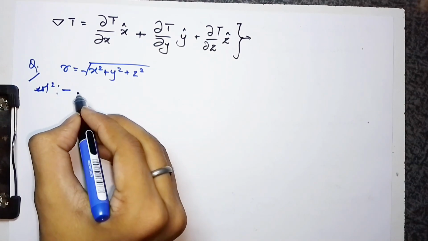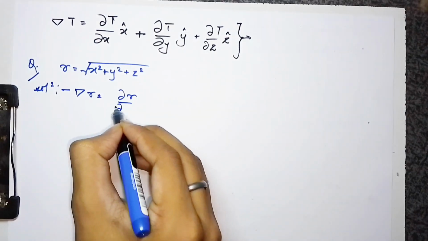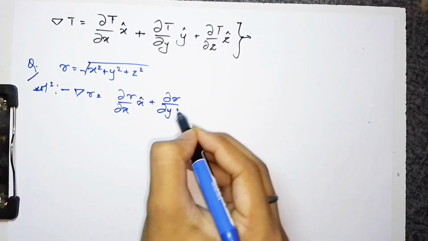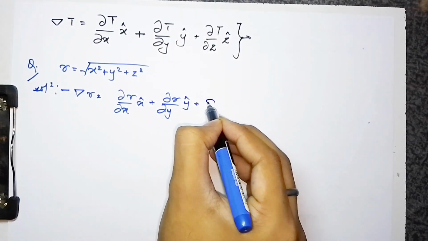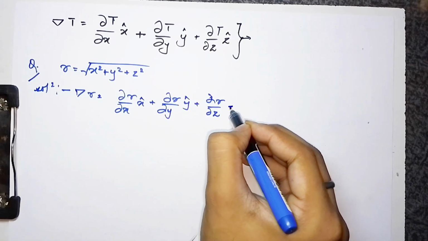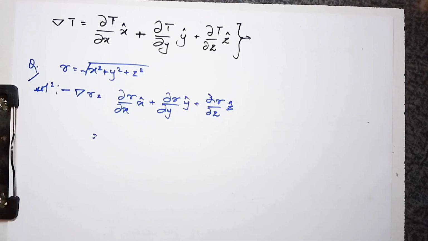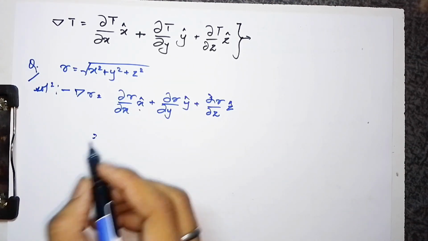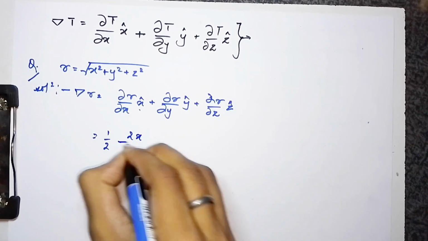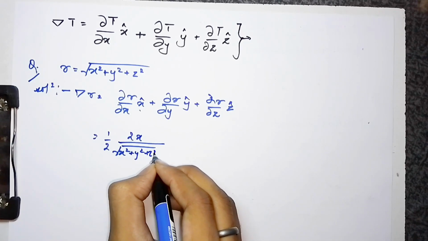Now as we know that gradient of r would be dr upon dx x cap plus dr upon dy y cap plus dr upon dz z cap. Now we firstly take dr upon dx, that is partial derivative of r with respect to x. Then we would simply get 1 by 2x upon under root x square plus y square plus z square.